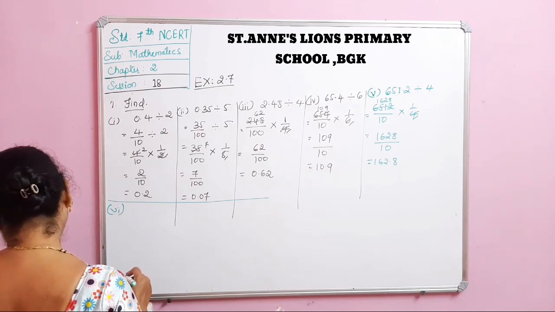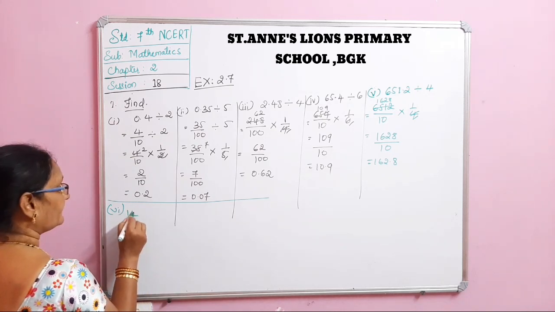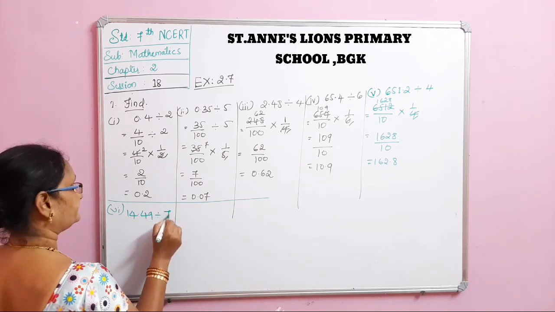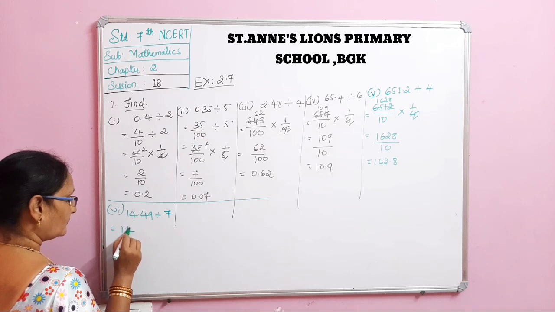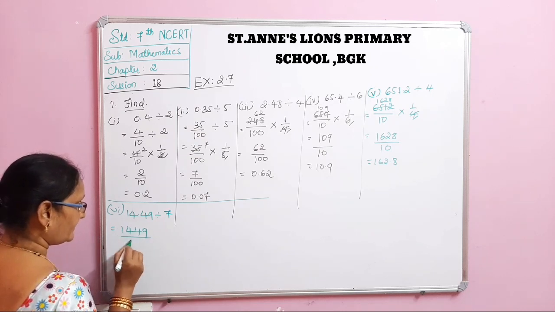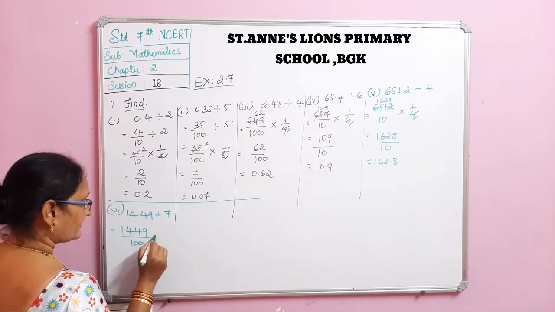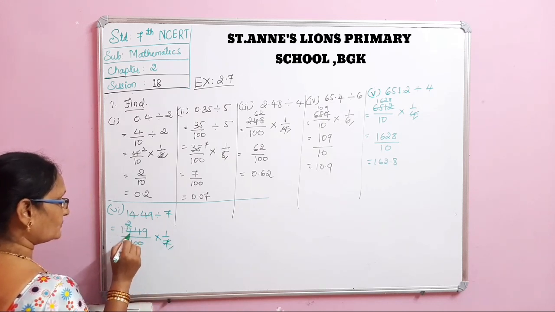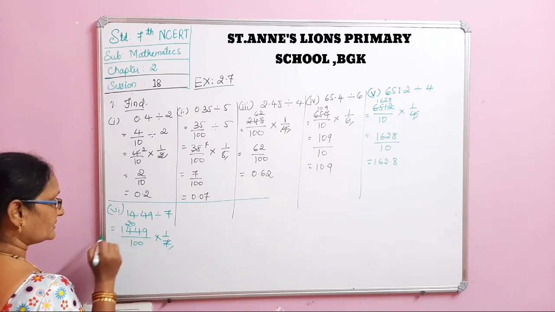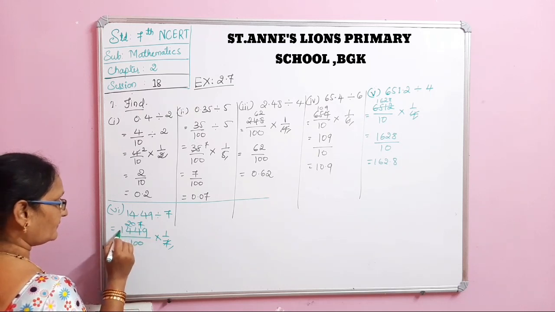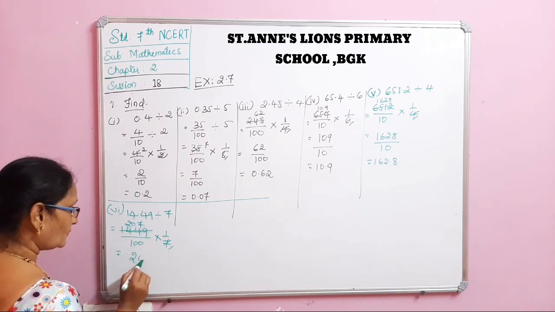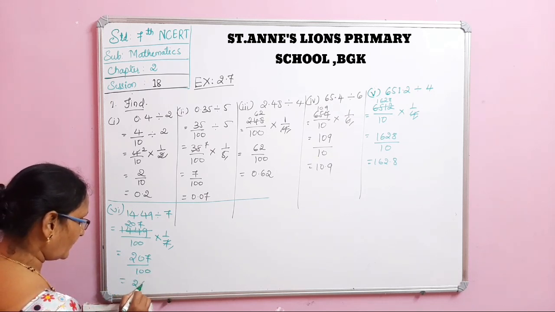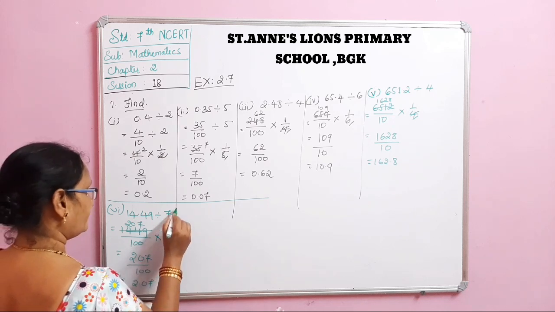Sixth, 14.49 divided by 7. See, 1449 divided by 100 into 1 by 7. 7 ones are 7, 7 twos are 14, 0. 7 sevens are 49. That is 207 by 100 is equal to 2.07.